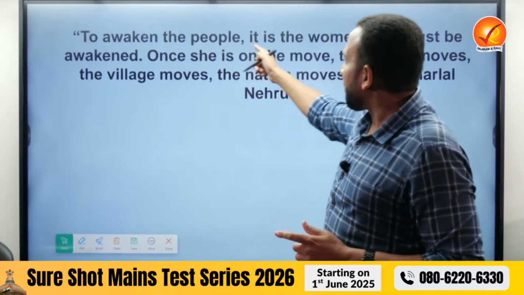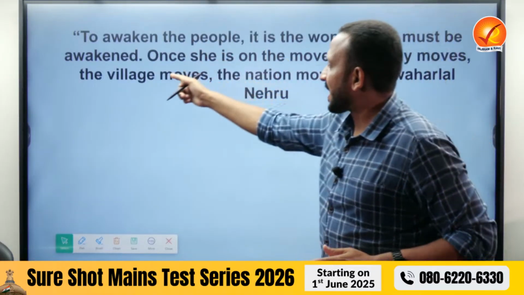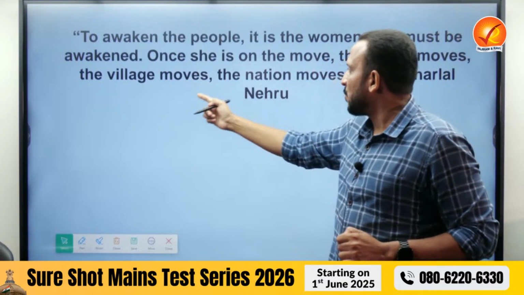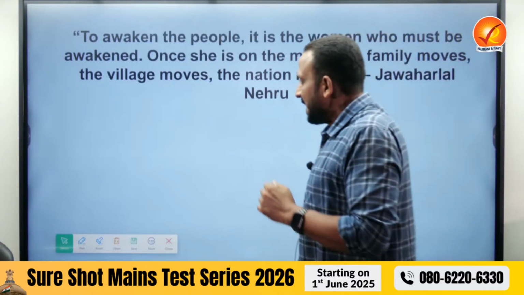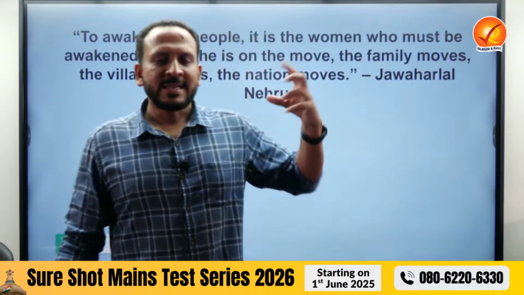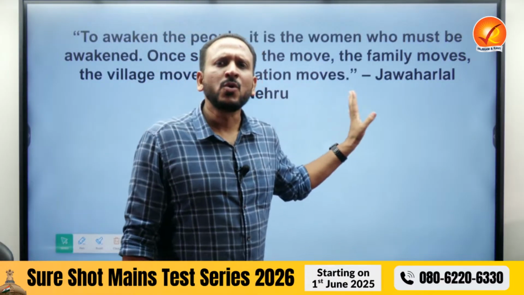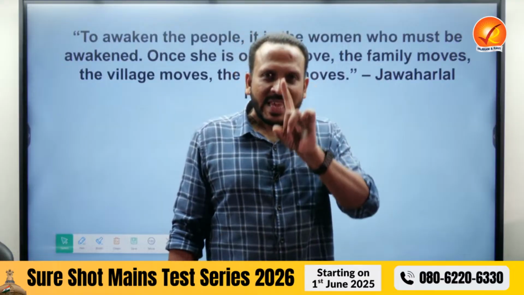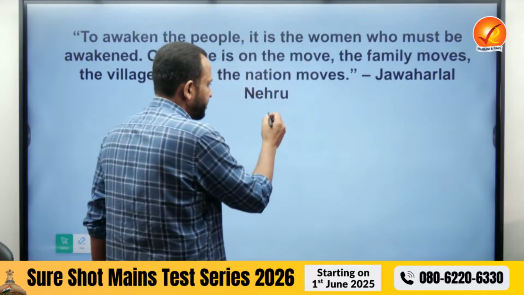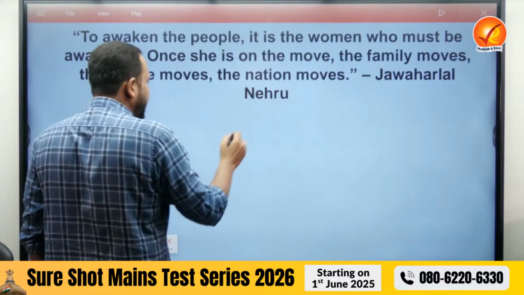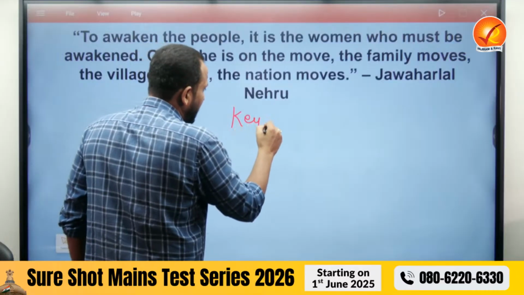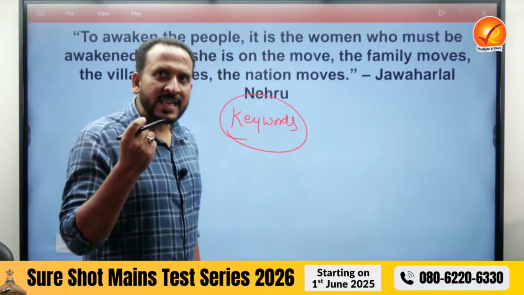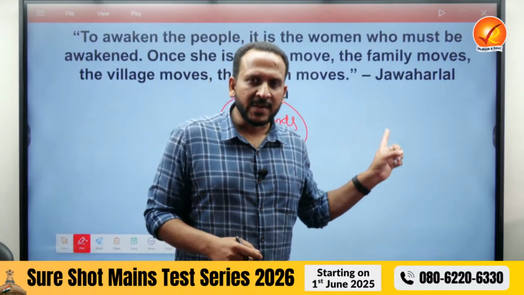To awaken the people, it is women who must be awakened. Once she is on the move, the family moves, the village moves, the nation moves. Right? In this statement, there is no scope of breakdown of a statement. But can we divide the keyword? Can anyone tell me what are the keywords in this?